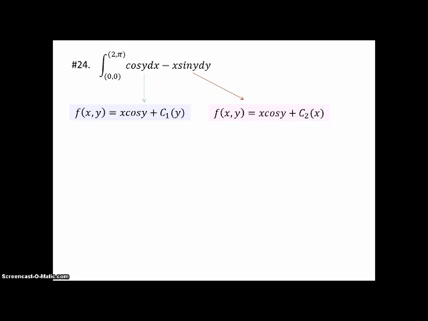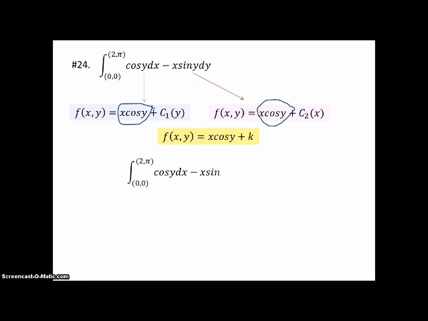Notice that the reason the negative sign is gone there is because the antiderivative of sine is negative cosine, so the negatives cancel. So we have a match, and we don't have any terms in just x or y, so our potential function is just x cosine y plus possibly a constant. That means we can evaluate this line integral using that as our antiderivative. So we plug 2 in for x and pi in for y, and then we plug 0 in for both x and y, and get an answer of -2.